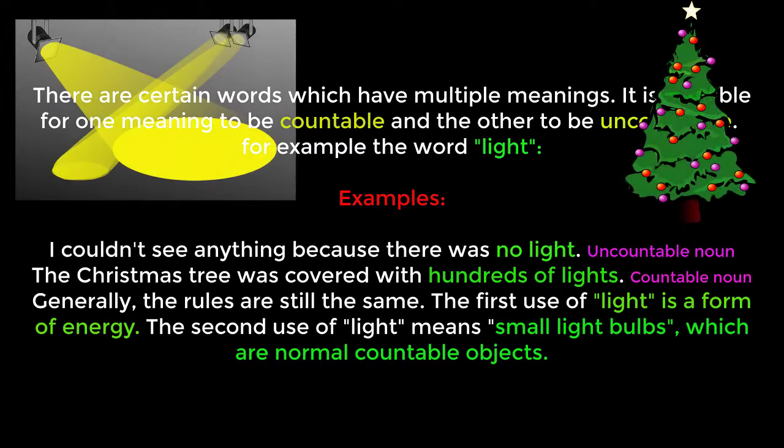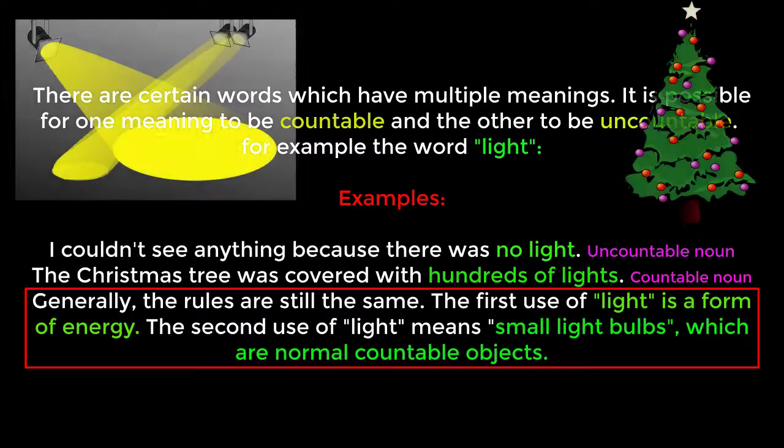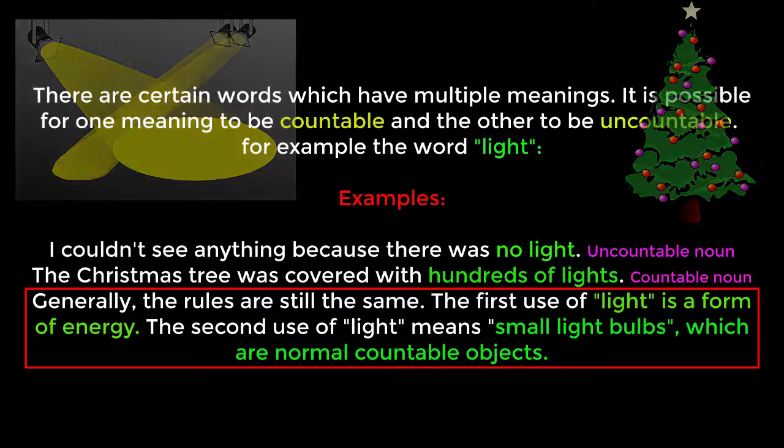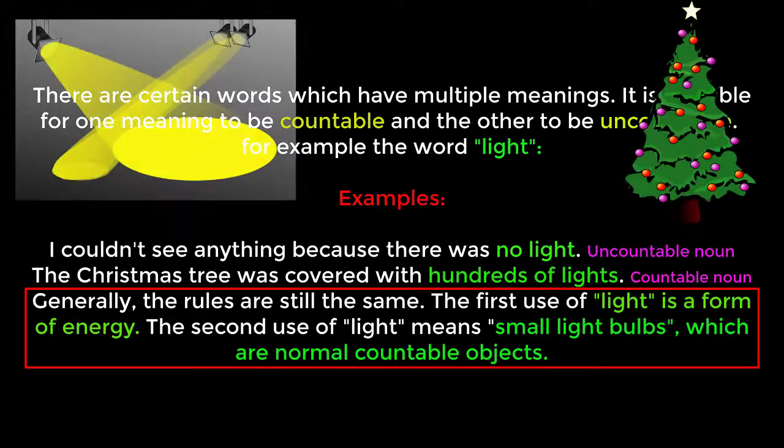Countable noun. As you can see here, generally, the rules are still the same. The first use of light is a form of energy, and the second use of light means small light bulbs, which are normal countable objects.